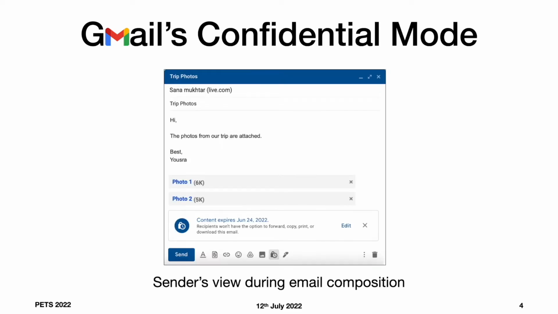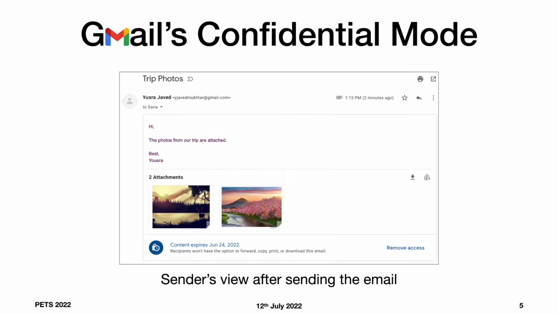Here is a snapshot of a user composing an email with Gmail's confidential mode. We can see that there are 2 photos attached with this email and that the content expires on June 24th, 2022. Here is the sender's view after sending the email. The sender can revoke access to the email before its scheduled expiration date by clicking here.